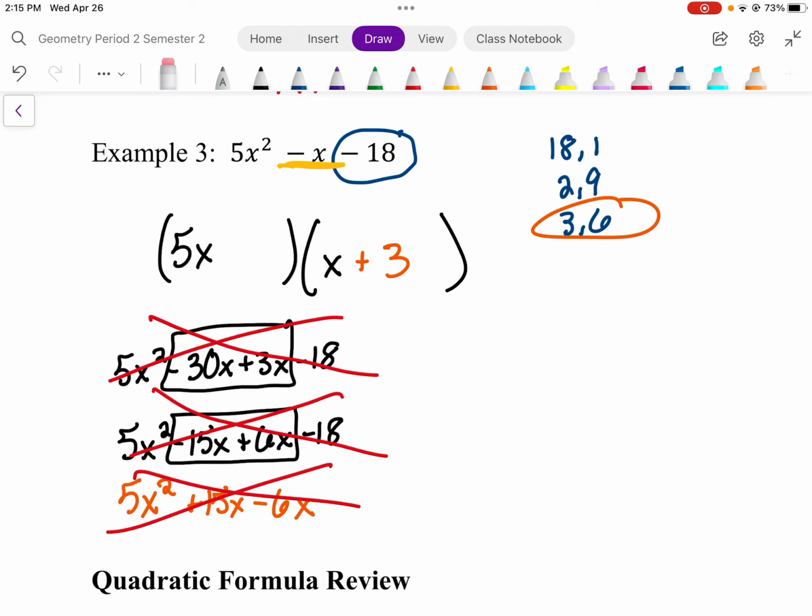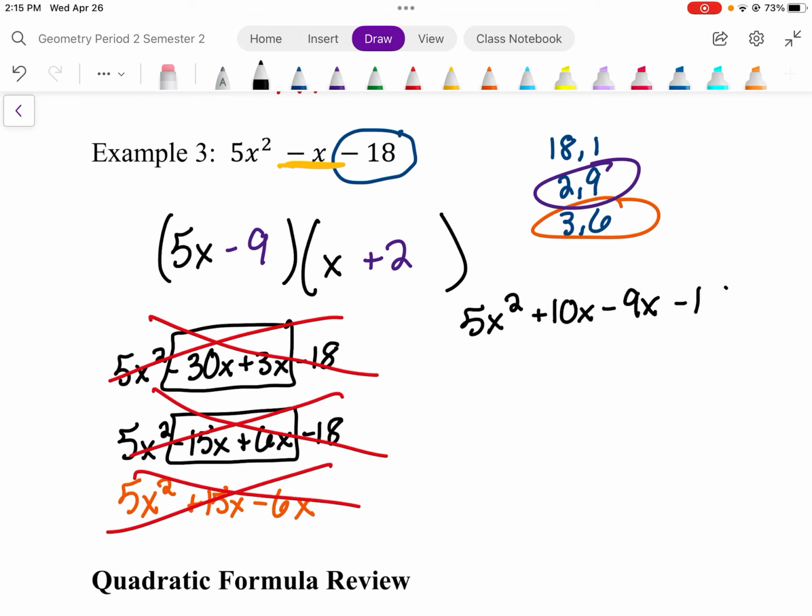So let's try 2 and 9. So let's put a minus 9 and a plus 2. Let's try that. So if we try this, we're going to end up with 5x squared plus 10x minus 9x minus 18. And this one, our x terms have a difference of 1, except it would be a positive 1. So we're very close. So let's try just switching our positives and our negatives around.